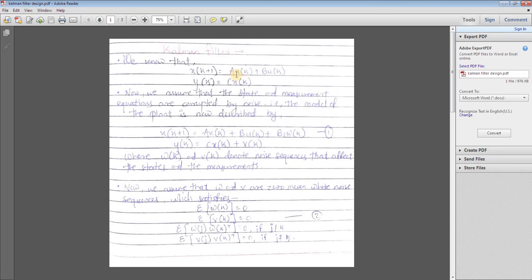Here we assume that the state and the measurement equations are corrupted by noise, which means that the model of the plant is now described as corrupted by noise. So x of k plus 1 equals A x of k plus B u of k as it is, and noise is introduced, which is B1 w of k. And in the second equation, C x of k plus v of k. These are the noise parameters. Put this as equation number 1, where w of k and v of k denote noise sequences that will affect the states and the measurements respectively.